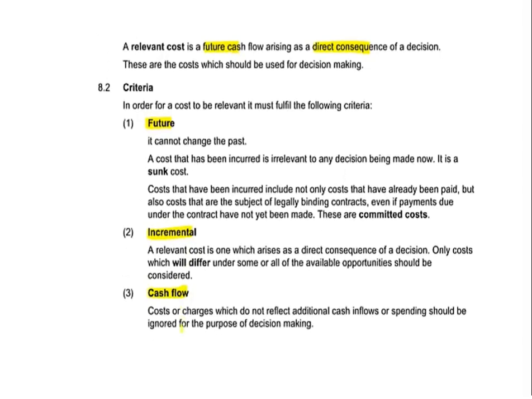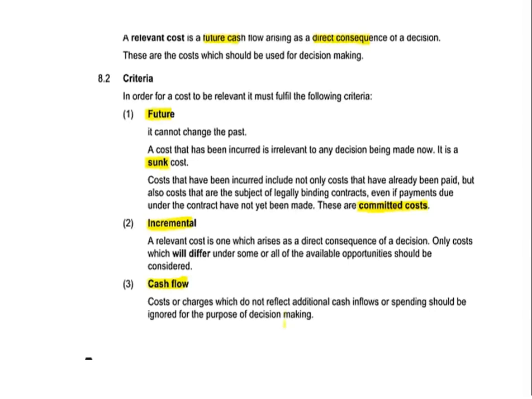It's got to be money that's going to be spent in the future. We can't go back and change the past, so any cost that has already been incurred is said to be a sunk cost. Even if we haven't actually paid it, but we are subject to pay it through a legally binding contract, perhaps if we've pre-ordered some materials, that is a committed cost, and we're also going to exclude that. So for example, if I already hold some materials in inventory that I've already paid for and can't get a refund on them, what I paid for them in the past is irrelevant.